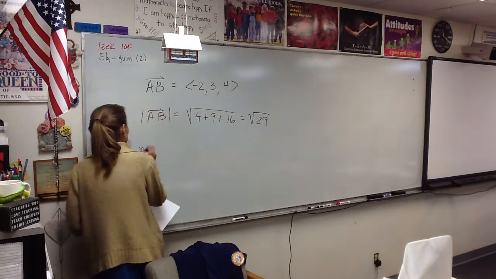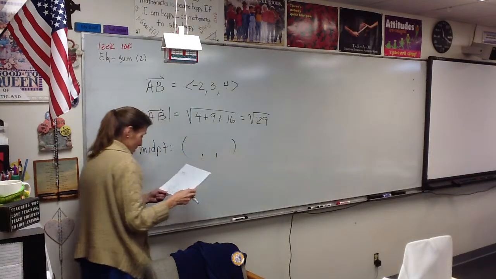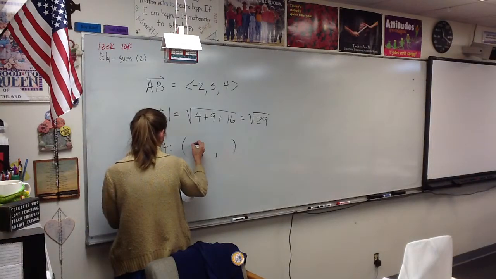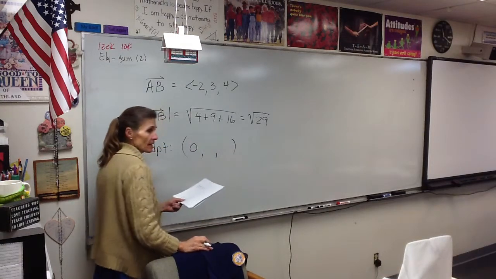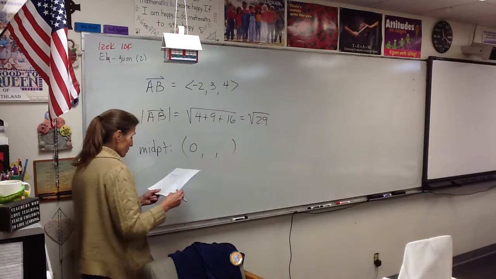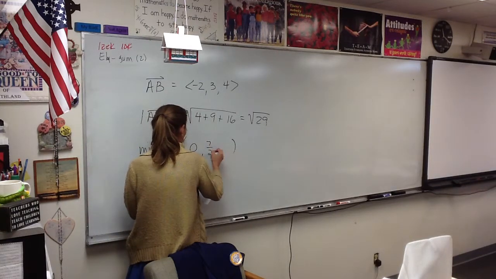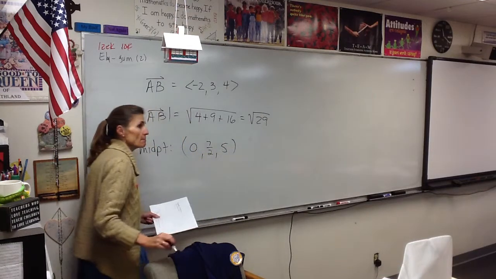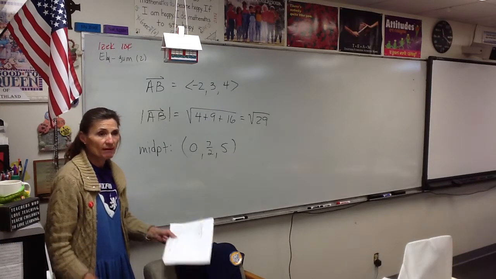Midpoint. What's the midpoint? Well, of A and B, we're going to average. So what do we get for X? 0. 1 plus -1 is 0. Divided by 2 is 0. What do we get for Y? 7 halves. And 5. To find midpoint, we simply add the x's divided by 2, add the y's divided by 2, add the z's divided by 2.